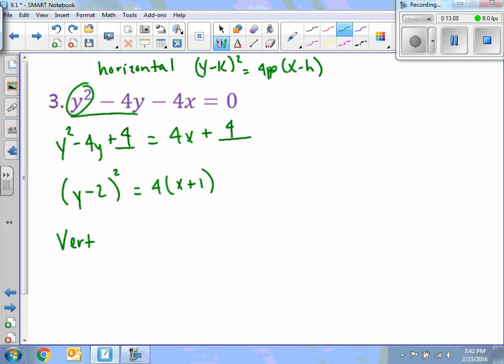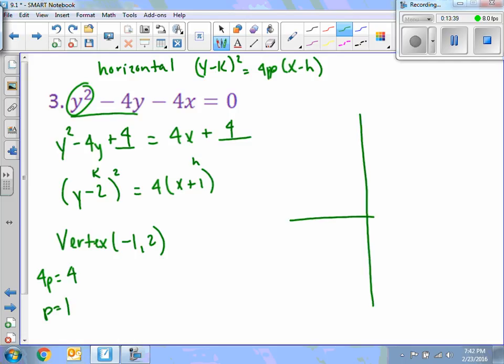Standard form where my vertex would be of the form, be careful with this. A lot of people make mistakes with this because they read left to right. But remember, your vertex is hk. H is always attached to x, k is always attached to y. So my vertex here would actually be negative 1, 2, not 2, negative 1. Be careful with that. 4p is actually going to be equivalent to 4, which means p is simply 1. So we have a horizontal parabola with a vertex at negative 1, 2.